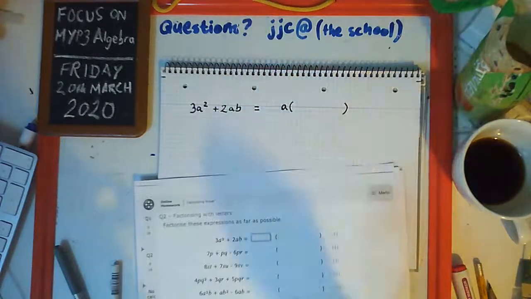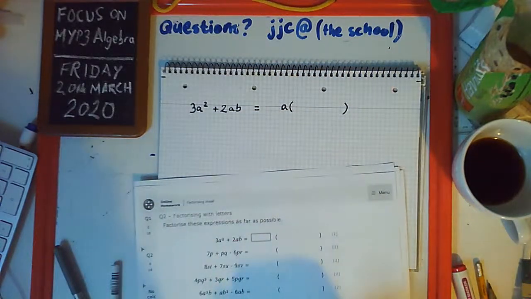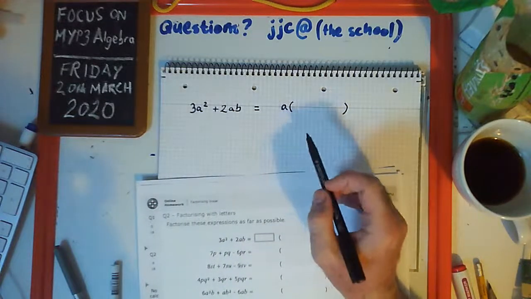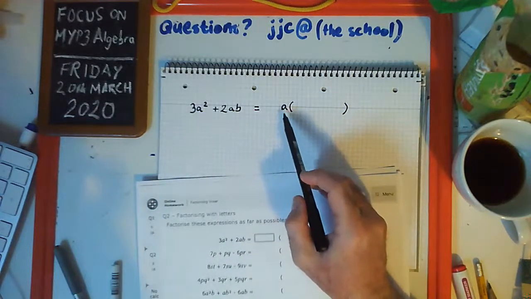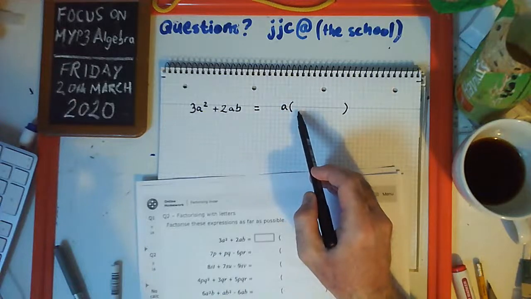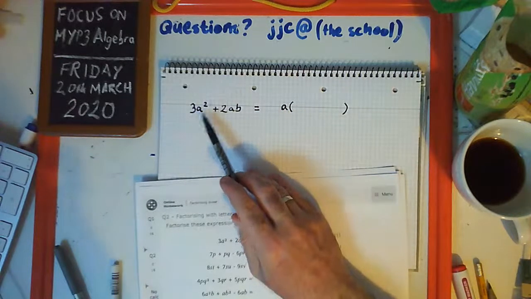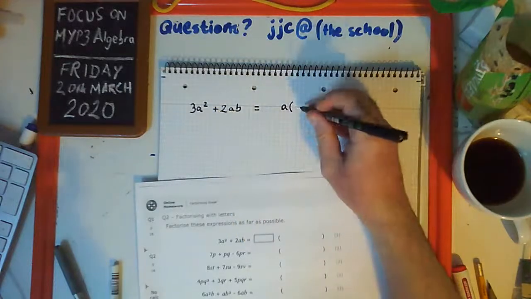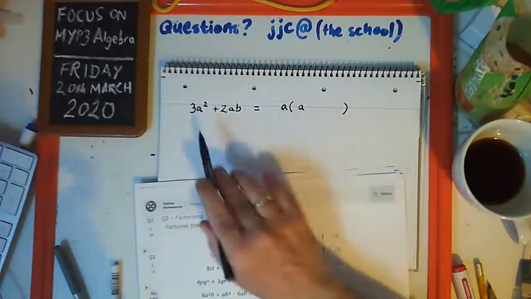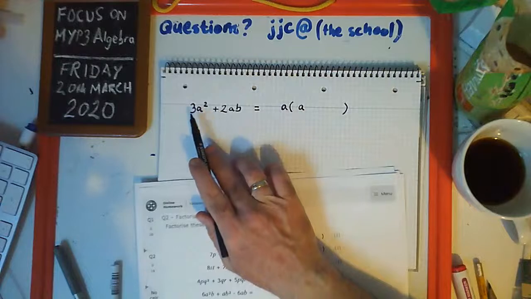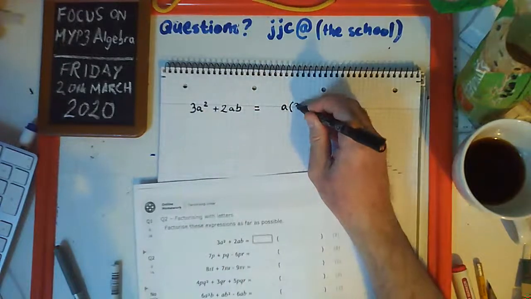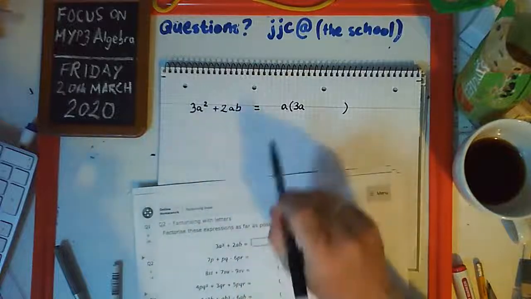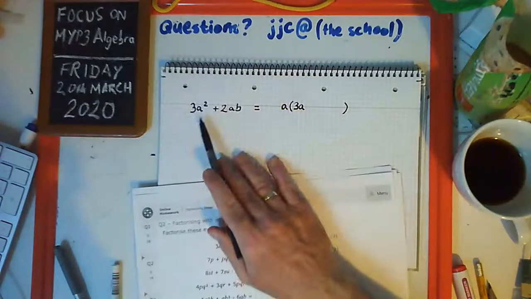We don't know what a is yet. It's just an unknown quantity, but we can still manipulate it in the same way as we did with numbers. Okay, so a comes outside the bracket. Then I'm asking myself the question, a times what inside the bracket will give me 3a squared? Okay, well, a times another a will give me the a squared. But then I've got 3a squared, so I'm going to have to stick a 3 in front of that. And a times 3a makes the 3a squared.